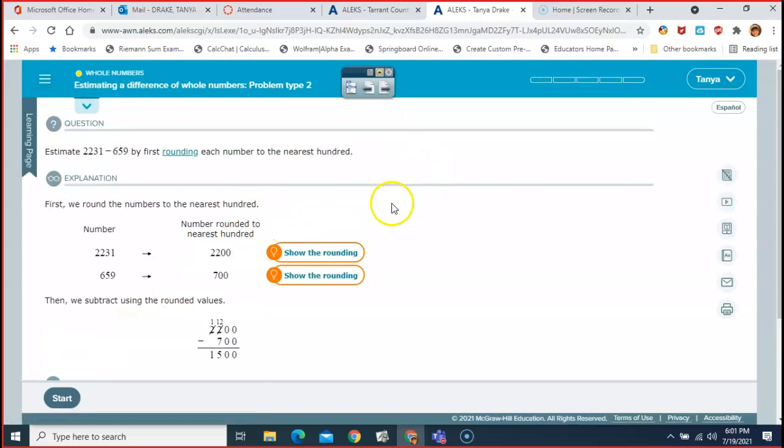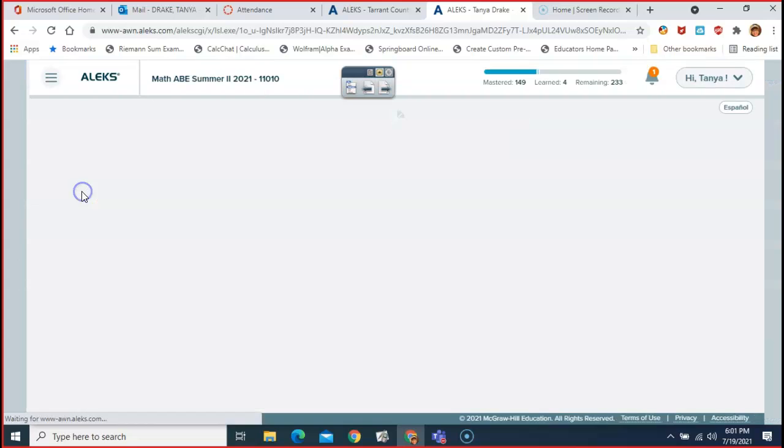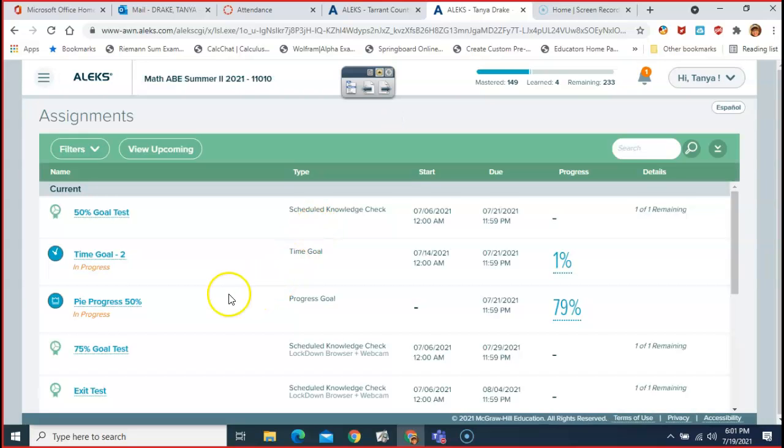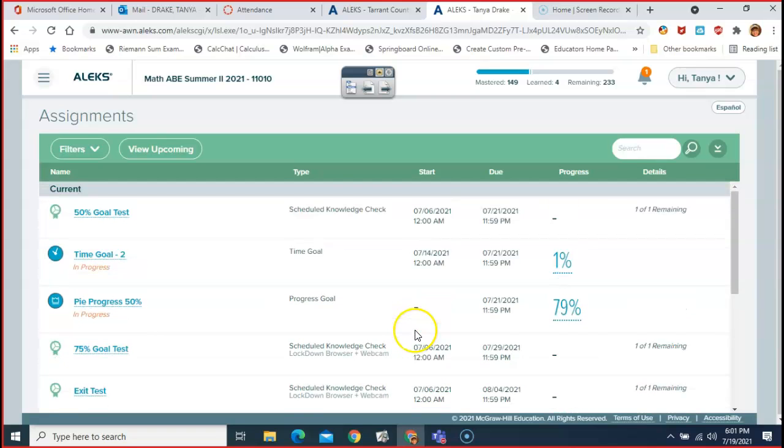All right, so let me get out of this. What I want to do is also show you, let me go back to assignments. The 50% gold test, I took the lock off of it. You see how these say schedule, lockdown browser, and webcam? Some of the students were having issues and couldn't get into the 25%, so I gave them some extra time. They have till today to actually finish that particular test.